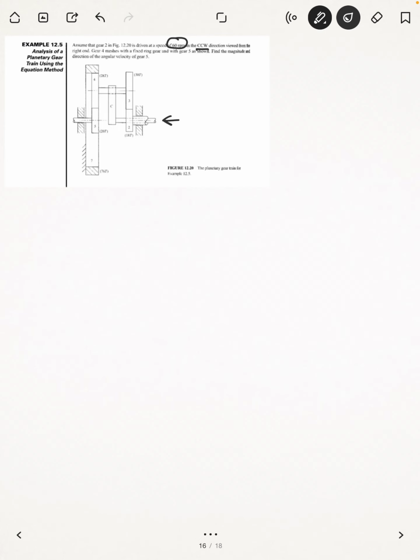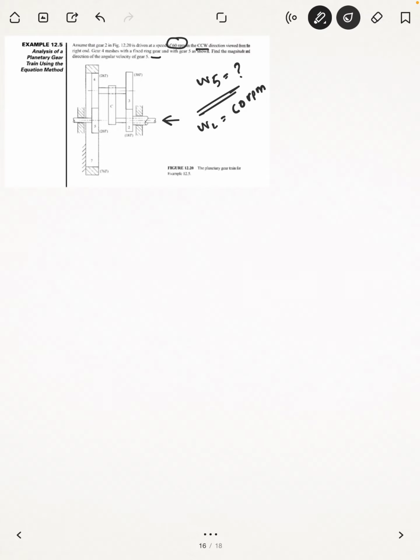Okay, so gear 4 meshes with a fixed ring gear. The ring gear is fixed, and with gear 5 as shown. Find the magnitude and direction of the angular velocity of gear 5. You are asked to determine omega 5, and omega 2 is given as 60 rpm counterclockwise. As counterclockwise is given, we're taking counterclockwise as positive, so the value is positive.